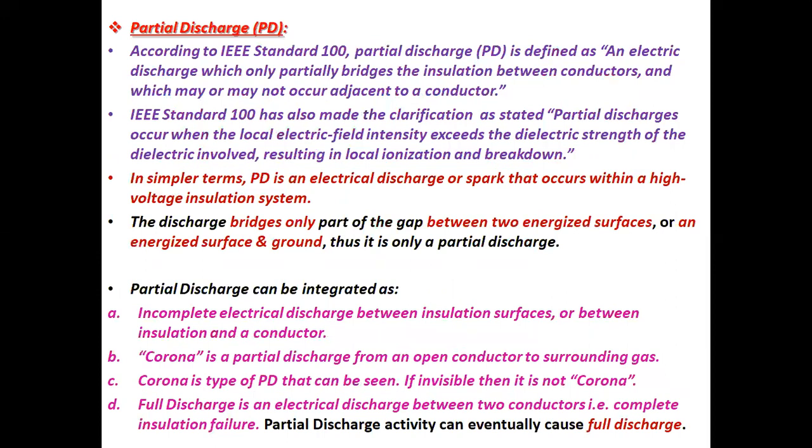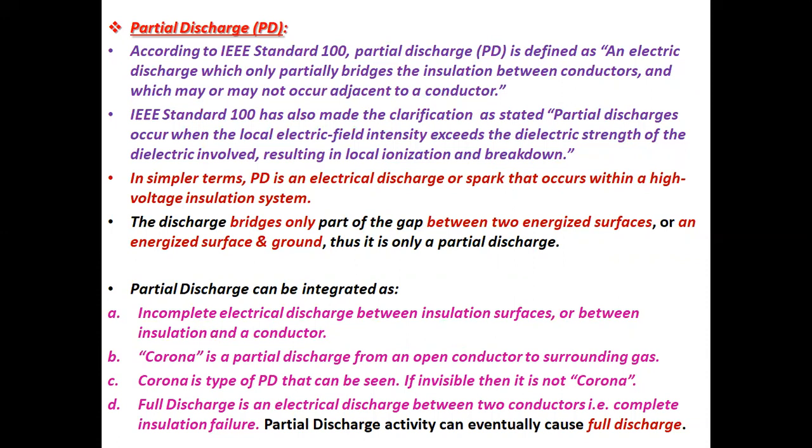Partial discharge. According to IEEE Standard 100, partial discharge is defined as an electric discharge which only partially bridges the insulation between conductors and which may or may not occur adjacent to a conductor. IEEE Standard 100 has also made the clarification that partial discharges occur when the local electric field intensity exceeds the dielectric strength of the dielectric involved, resulting in local ionization and breakdown.